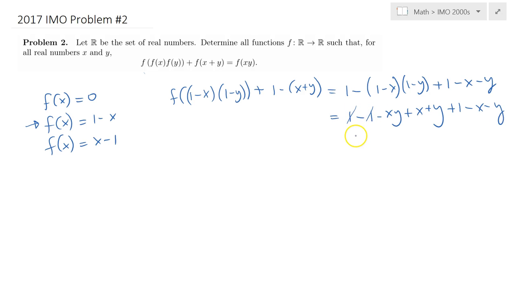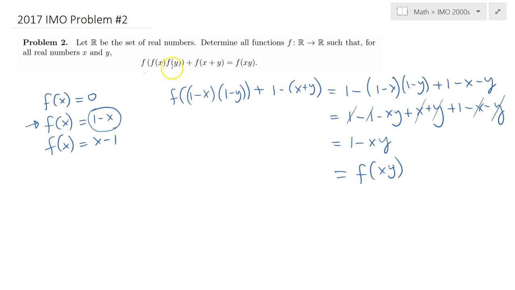Finally, cancelling similar expressions, we find out that we get an expression which is 1 minus x times y. But this is simply looking at our function f, that's simply f of xy, right? So does that make sense? So as a result, all these three suggestions actually should work.